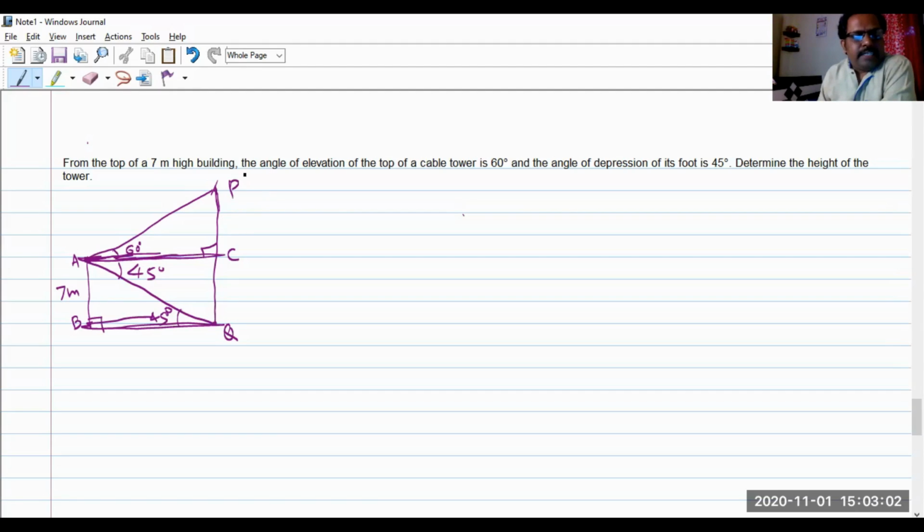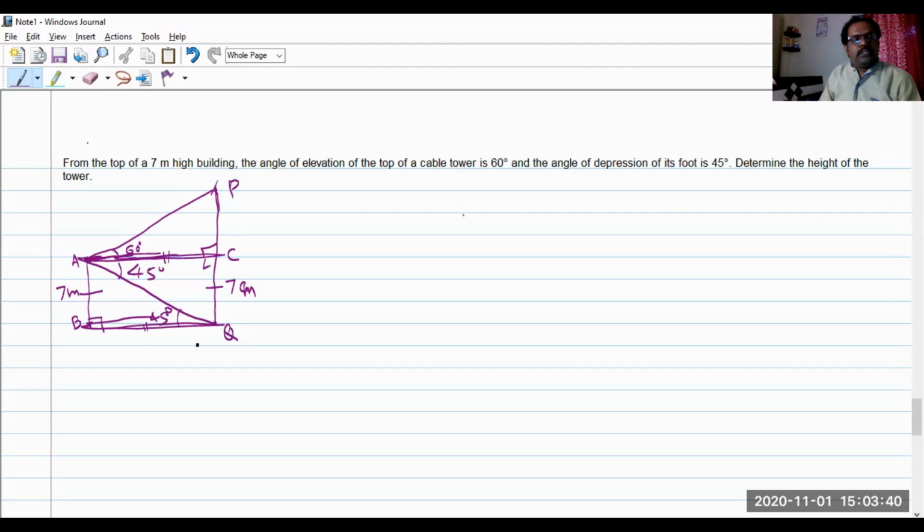Can I say, if we see the quadrilateral ABQC, can we say this quadrilateral is a rectangle? Yes, we can say rectangle, because one of the angles of this quadrilateral is 90 degrees, so obviously the others will also become 90 degrees. Opposite sides are parallel and one angle is 90 degrees, so it is a rectangle, and we can say opposite sides are equal. So obviously the length CQ is also equal to 7 meters.